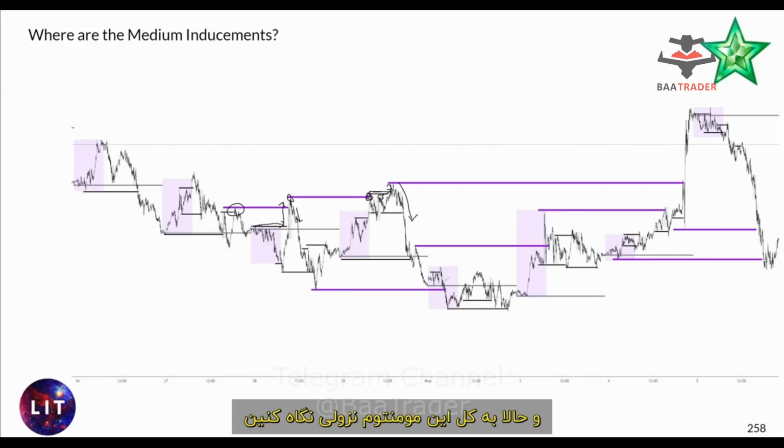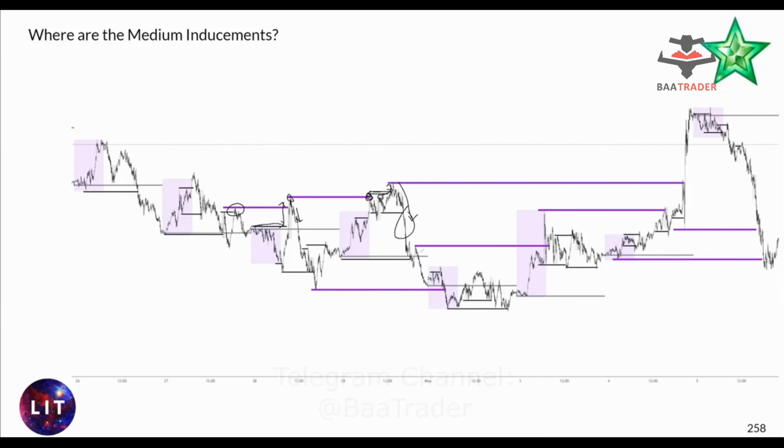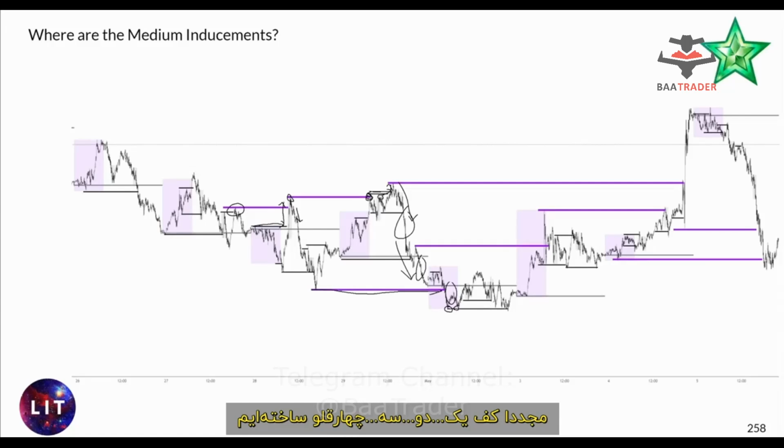And then look at all of this momentum down here, here, and here, pushing down into inducing this low here. And this is our medium inducement. Again, we build the 1, 2, 3, 4 quadruple bottom, induce low before continuing higher.